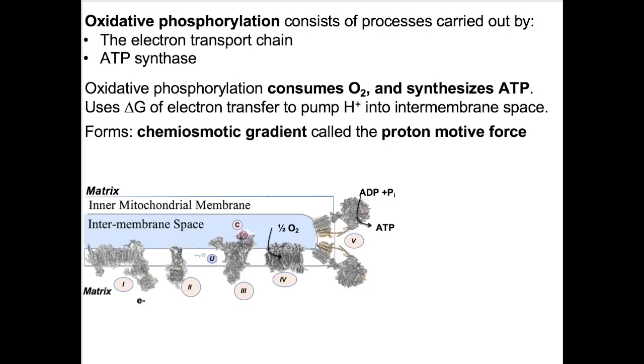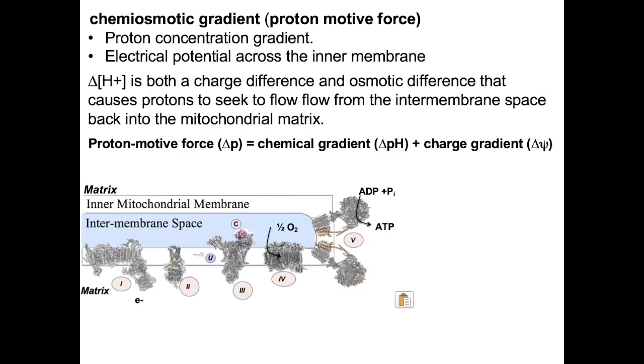We know that the electron transport chain uses the delta G of electron transfer in order to pump protons from the mitochondrial matrix into the intermembrane space. This forms a chemiosmotic gradient. So what is this chemiosmotic gradient? It's the proton concentration gradient. But because protons are positively charged, it's also an electrical potential across the inner membrane.